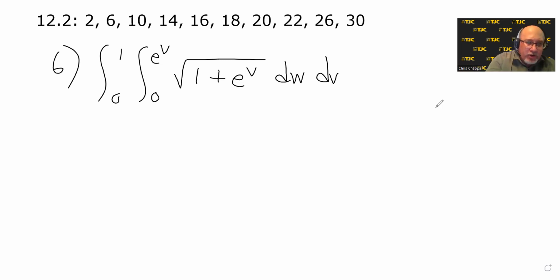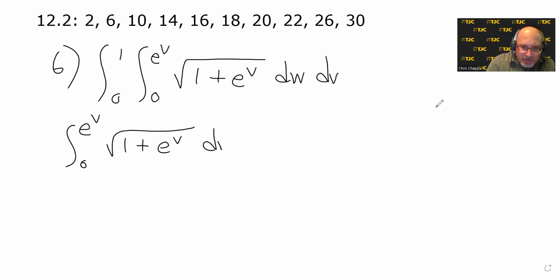first. Starting with the inner integral, integral from 0 to e to the v of the square root of 1 plus e to the v. Now, normally I would write this as a 1/2 power, but we're doing the dw integral first, and this integrand is independent of w. So basically it's constant. So its antiderivative is just w times that constant. So the antiderivative will be w times the square root of 1 plus e to the v.